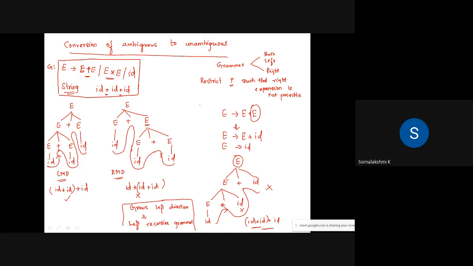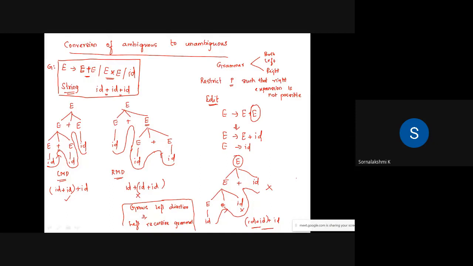I edited my grammar. I restricted this right expansion. I directly replaced it with a terminal, so there was no chance of expansion at the right side at all. I was allowed to expand only the left side. So I got the correct parse tree, a single parse tree for a single string. This is how I reduced ambiguity.